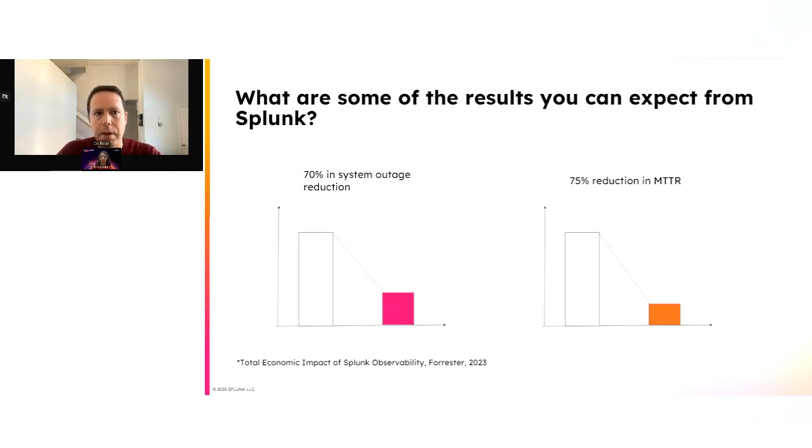First of all, with Splunk Observability, what they found is that the number of outages that our customers experience was reduced by 70%. In other words, you have way fewer outages and issues that you need to troubleshoot. The other thing that they found was that when there is an issue, Splunk Observability helped them reduce MTTR by 75%, so really accelerating their troubleshooting process.